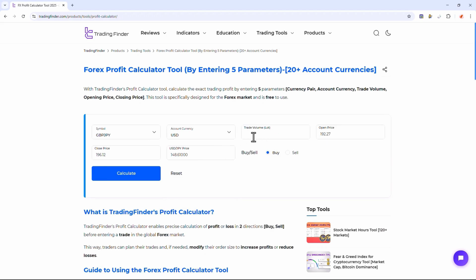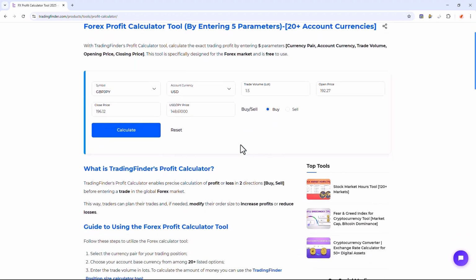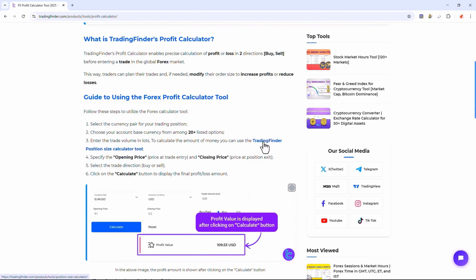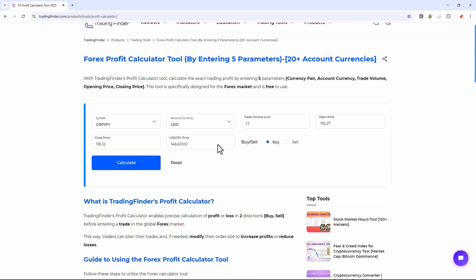In the next section, you can set the trade entry volume, which is in lots. Here I set it to 1.5 lots. For calculating the lot size and position size, you can use the Position Calculator tool by clicking on this section.